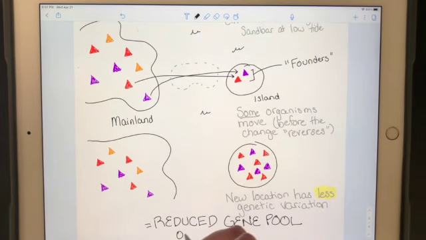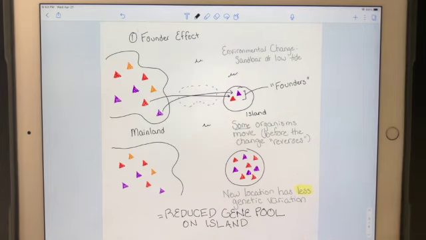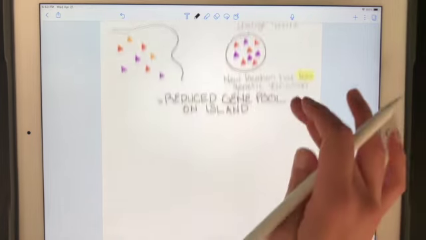And that is a reduced gene pool on the island. This gene pool stays the same. This gene pool is reduced because we lose our ability for the orange triangles. The founder effect is not the only way that the gene pool can be reduced.